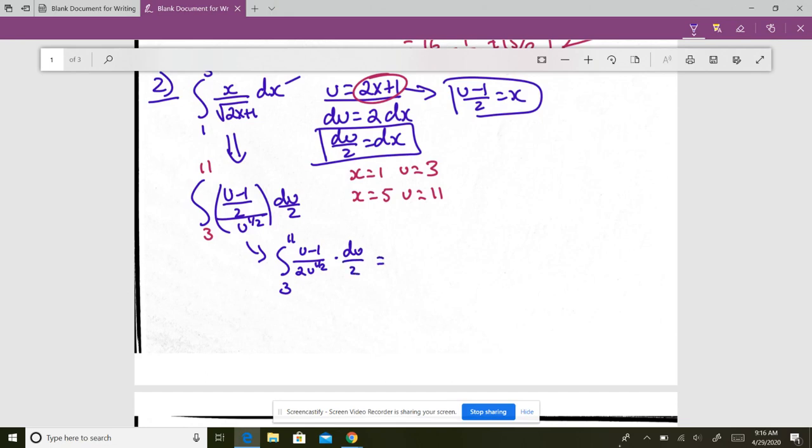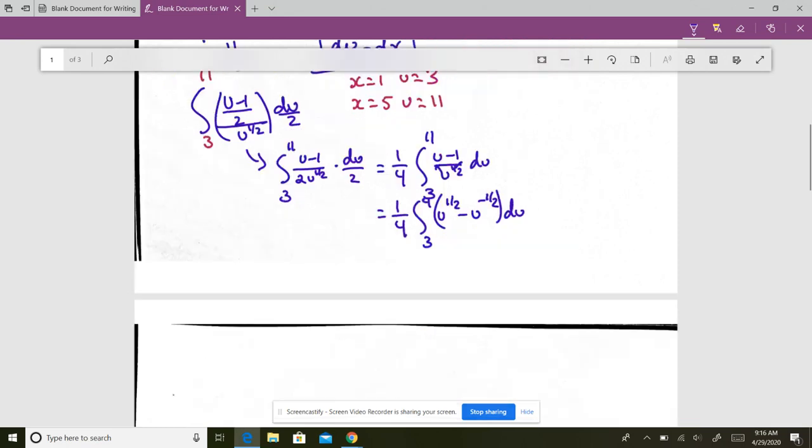All right, so we can pull a quarter out. The integral from 3 to 11 of (u minus 1) over u to the 1 half du. The 1 half goes to both; you're going to divide them off. So u divided by u to the 1 half is u to the 1 half, minus u to the negative 1 half du.